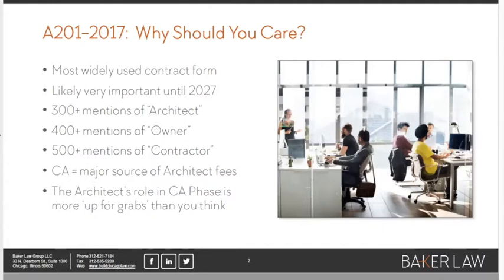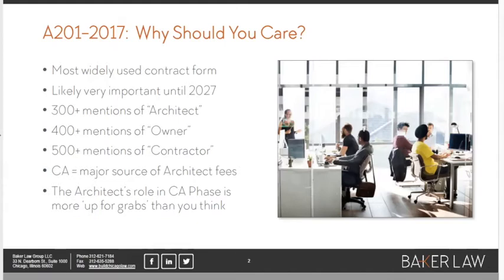But because of the A201, which is this sort of compromise document, this document that sits between the owner and the architect and the owner and the contractor contractually, and spells out what the architect is going to do during CA in terms of deciding when substantial completion is achieved, and passing on pay-apps. This is the document that expresses the role that the architect is going to play, kind of getting between the owner and the contractor.